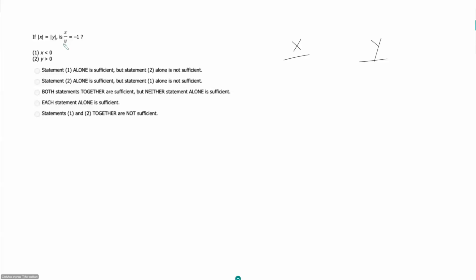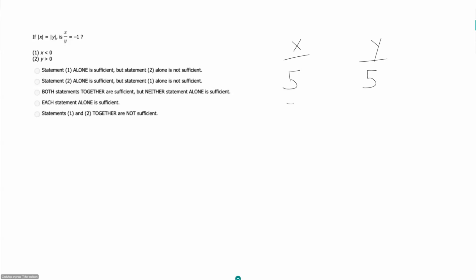So we're ignoring our question right now. Right now, we're just focusing on the given information. So if the absolute value of x is equal to the absolute value of y, x and y could literally be equal to each other, because the absolute value of 5 is equal to the absolute value of 5. So that's one possibility.